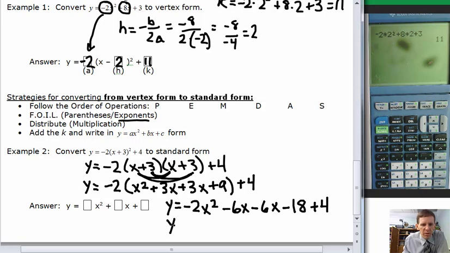The last step we need to do is add our like terms together, so we're going to add the negative 6x and the negative 6x, that's negative 12x. Negative 18 plus 4 is negative 14, and that gives us our answer, which is y equals negative 2x squared plus negative 12x, or minus 12x, plus a negative 14, or just minus 14.